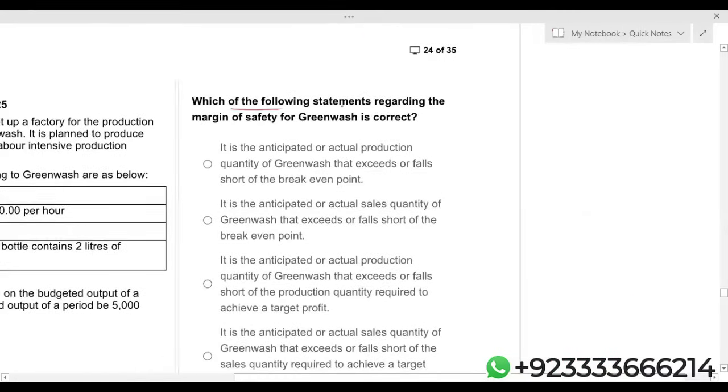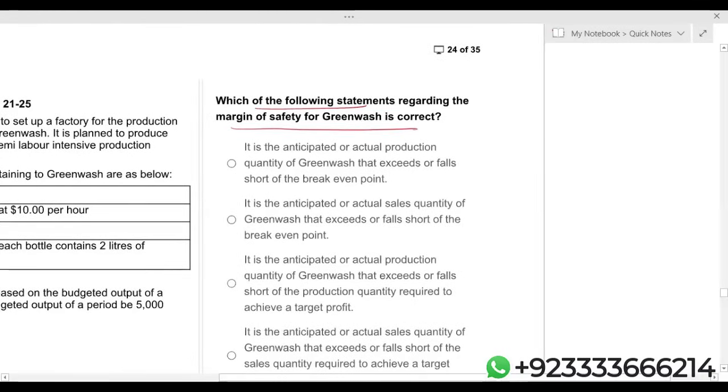Okay. Which of the following statements regarding margin of safety for greenwash is correct? Margin of safety. Actually, we take budgeted sales units, then we minus break-even units. If you recall margin of safety, we take budgeted sales units, then we deduct break-even sales units. They're asking us which of the following statements regarding margin of safety for greenwash is correct. Let's see one by one. It is the anticipated or actual production quantity for greenwash that exceeds or falls short of the break-even one. It is anticipated or actual sales quantity.